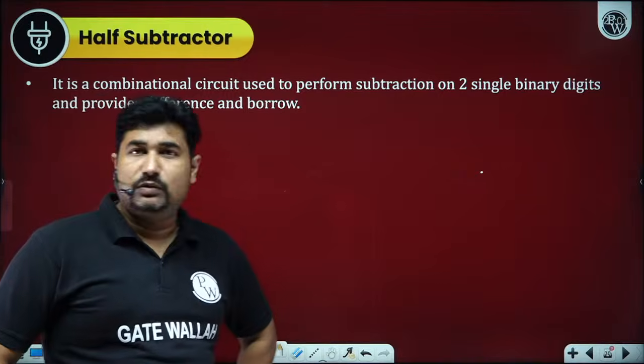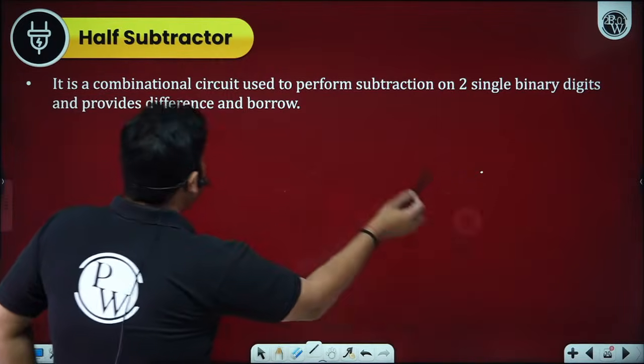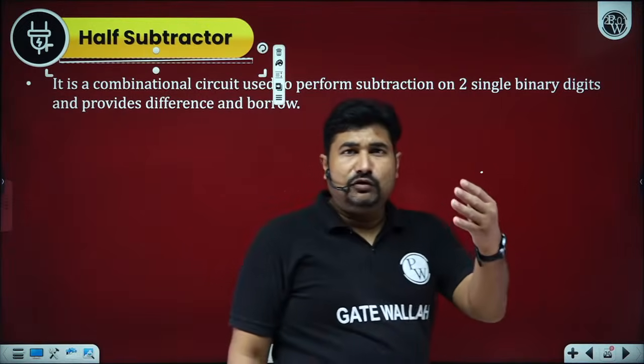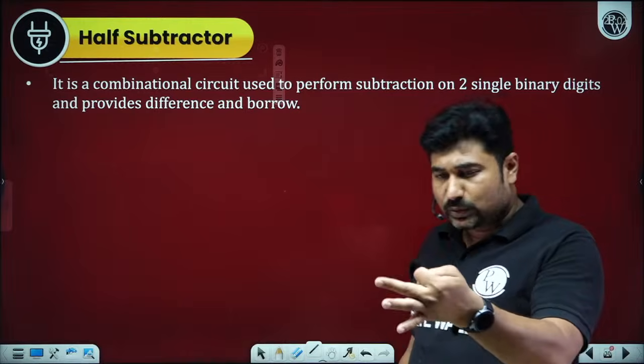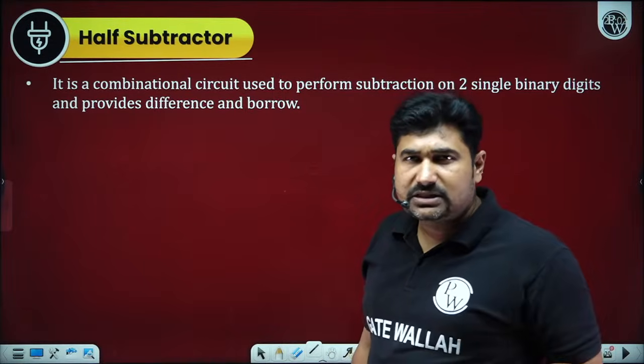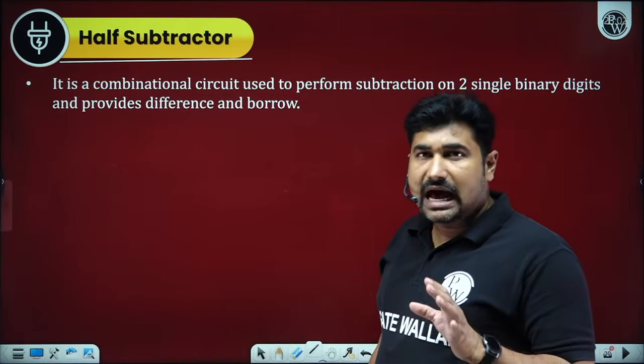Yes, sir. How can we design a subtractor circuit? Please observe. To design any combinational circuit, it is very easy. We need to follow only 4 steps. First is to identify the inputs and outputs, construct the truth table, write the logical expression, minimize it, and implement the logic circuit. So we are interested to design a half subtractor.